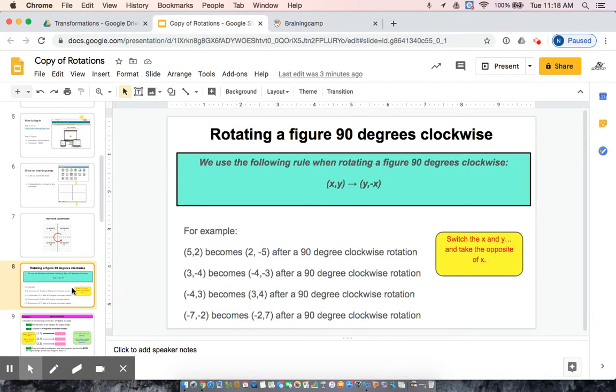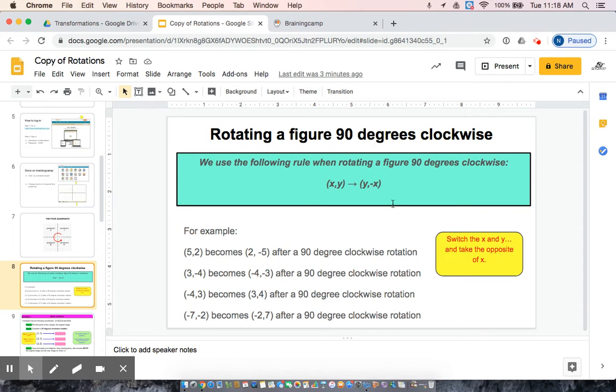So let's start with our first example. We're first going to start by rotating a figure 90 degrees clockwise. Now with rotation, we have basic rules that we have to follow, and we use this rule when we're rotating a figure only 90 degrees clockwise. What's going to happen is we look at our original point, X and Y, and you simply switch the X and the Y. So our Y coordinate is going to go where our X coordinate is, and our X coordinate is going to go where the Y coordinate normally is.